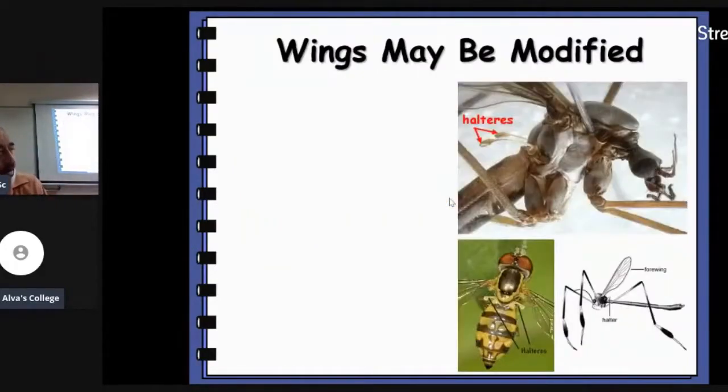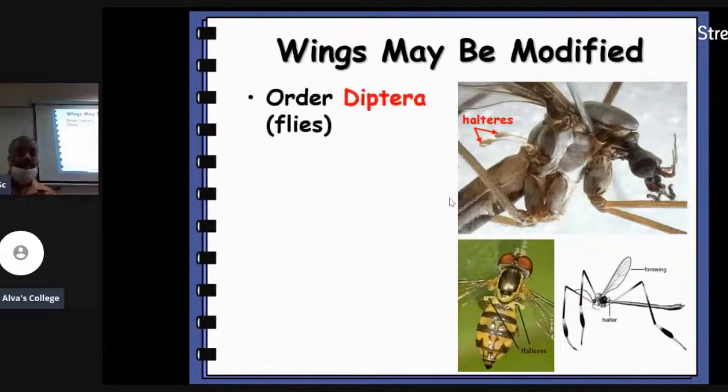Now wings may be modified. For example, if you see the mosquitoes, I'm sure children, you must have heard mosquitoes coming near your ears and making some sound. Now these wings are modified highly in the Diptera. Di means two, tera means wings. So for example, housefly, mosquitoes. They all bear only one pair of wings, the forewings. The hind wings are modified into balancing organs, the dumbbell shaped structures, and they're highly reduced. So this is how the wings are highly modified.